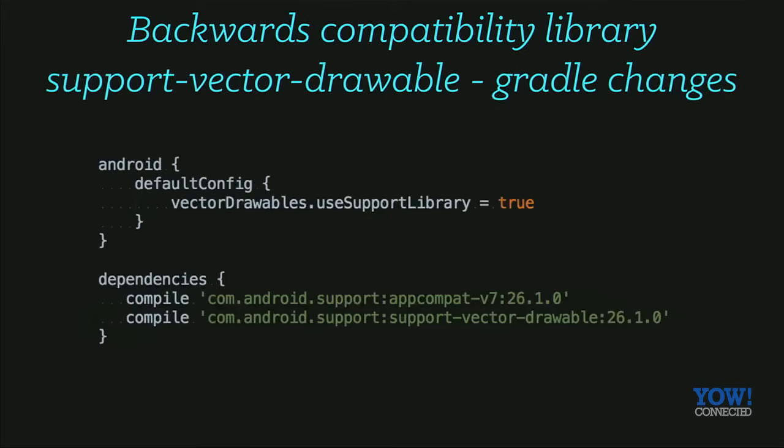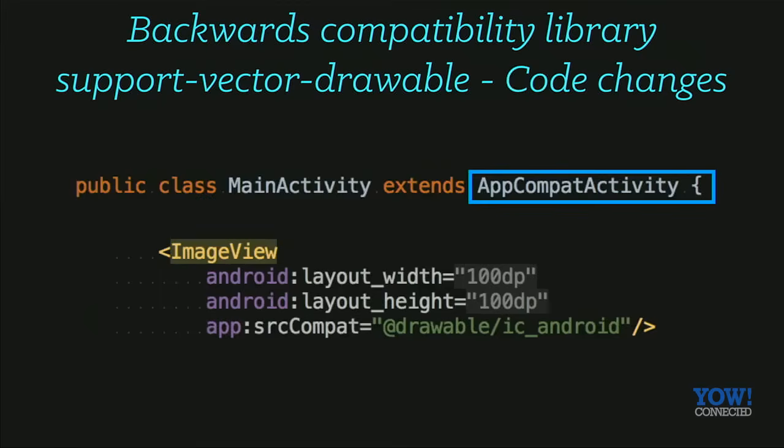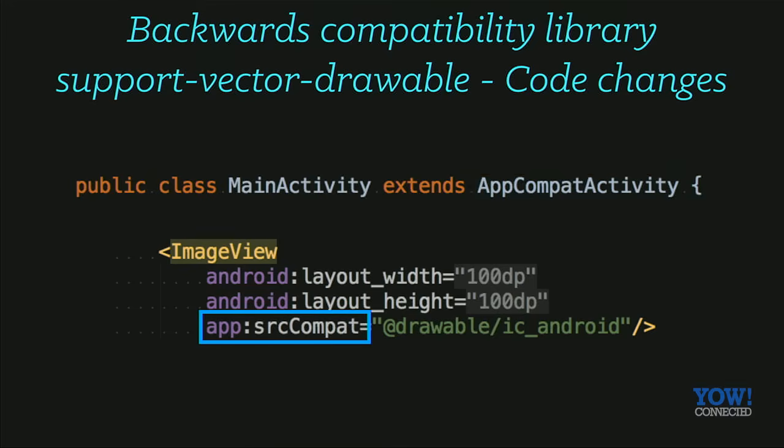Here's how it all actually looks. Quite straightforward to set up. We need to modify our build.gradle. We add a line that says we want to use the vector drawable support library. We reference that support library, and then we're off to the races. All we have to do inside our activities is make sure that they extend AppCompatActivity. And what we can now do is, when we have an image view, we use this app:srcCompat attribute, and we're able to reference a vector drawable inside there.